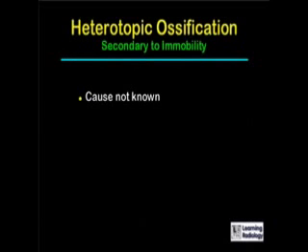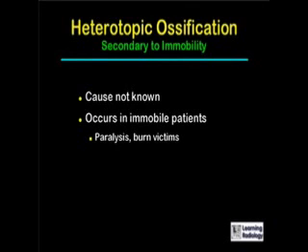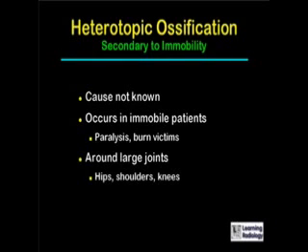Heterotopic ossification secondary to immobility, the cause is not known. It occurs in patients who are paralyzed, sometimes in burn victims who are immobile. It tends to occur around large joints like the hips, shoulders, and knees.